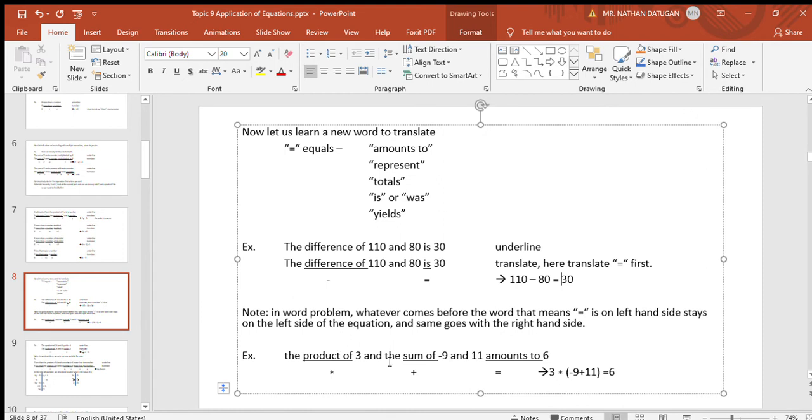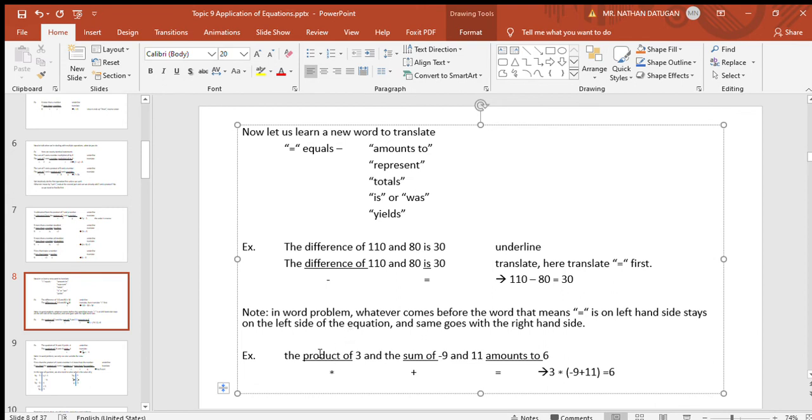The product of 3 and the sum of -9 and 11 amounts to 6. First thing first, translate the word that means equal sign to the equal sign. In this case, it's amounts to. Amounts to is the equal sign. Now you know which part of the sentence is going to be your left hand side and which part of your sentence is going to be your right hand side. Start with the left hand side first.